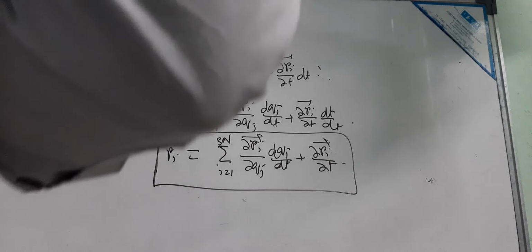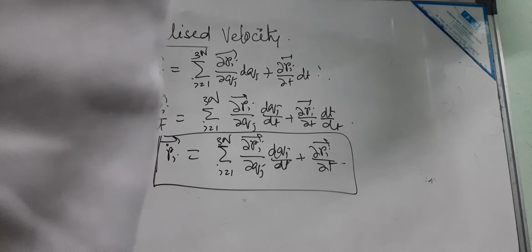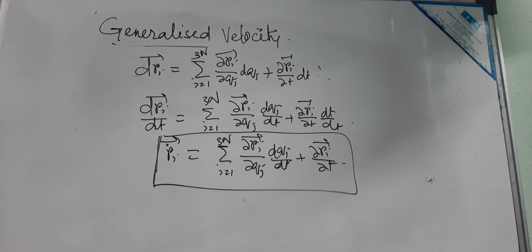So this is all about the generalized coordinates and the generalized velocity. And then we will be discussing the derivation of the Lagrangian equation of motion.